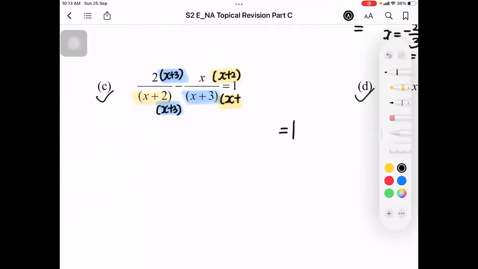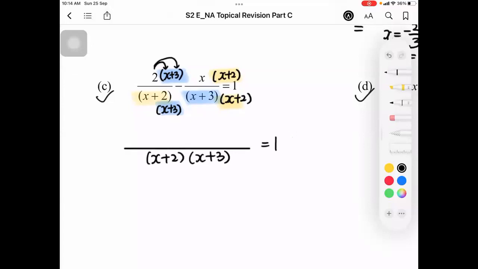It's something like cross multiplication, but you make sure you multiply on both sides. Then now this will be one single fraction. Then I'll get x plus 2, x plus 3. Let me write properly. Then here, the numerator, expand: 2 times x, 2 times 3.